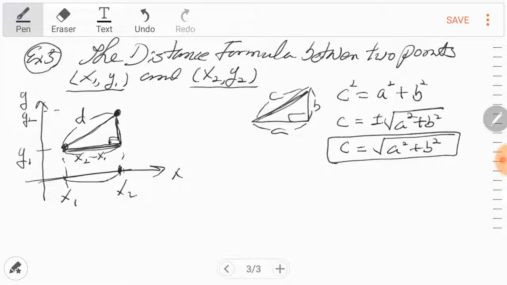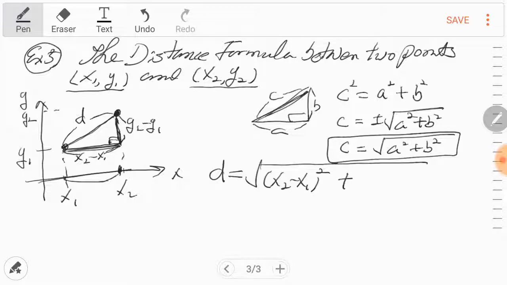How about the height, the vertical distance? Then this will be y2 minus y1. So using the Pythagorean theorem, the hypotenuse is equal to the square root of the base of the triangle, which is x2 minus x1 squared, plus the square of the height, y2 minus y1 squared. Then this is the formula to find the distance between 2 points.